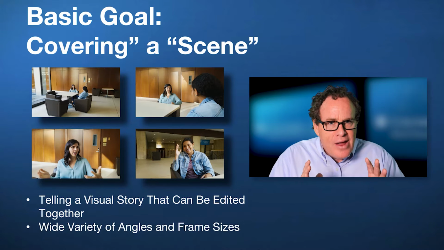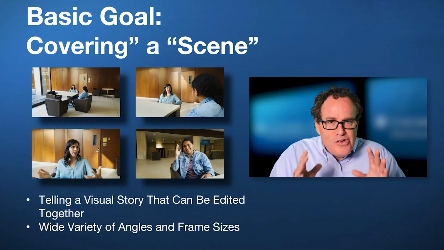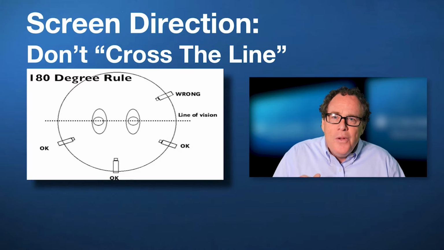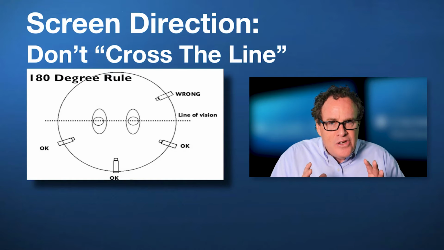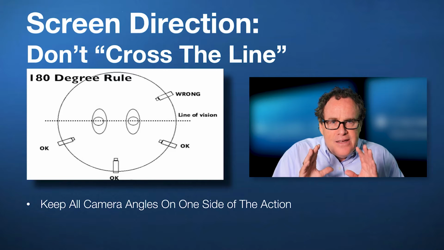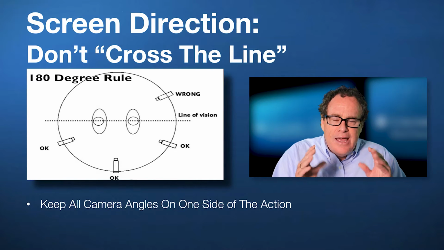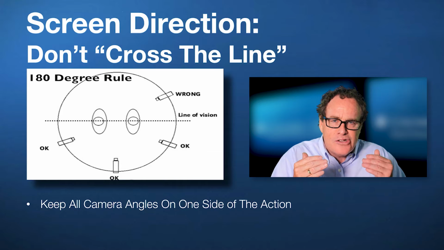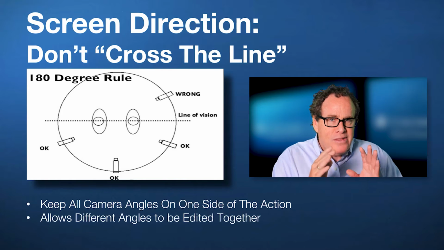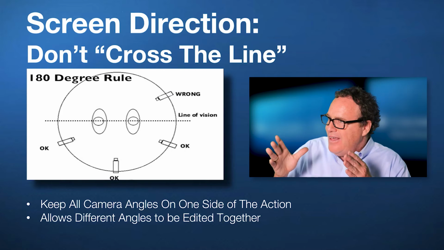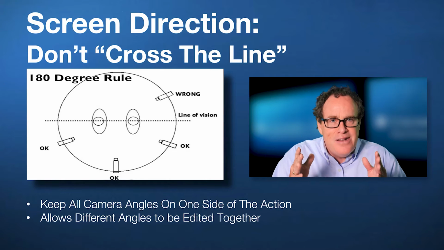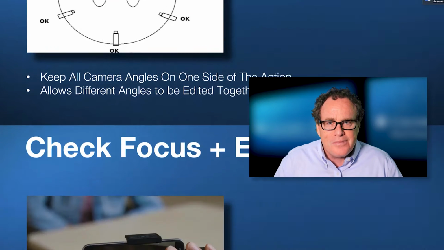We'll think about camera angles and positioning, and the key is how can you tell a story that visually makes sense to the viewer. One of the key concepts is screen direction, or not crossing the invisible line. The idea is to draw a line through the scene and put all the cameras on one side of the action. This way, people on one side are looking in one way and looking in the other on the other. When you edit it together, it makes sense.